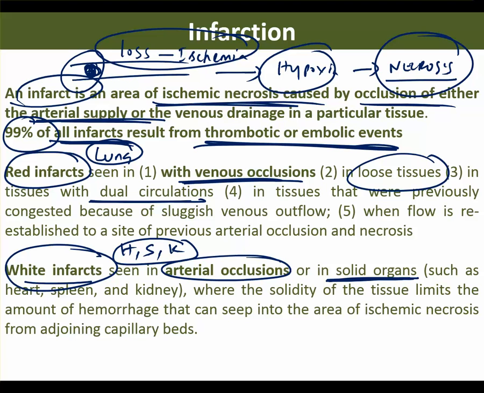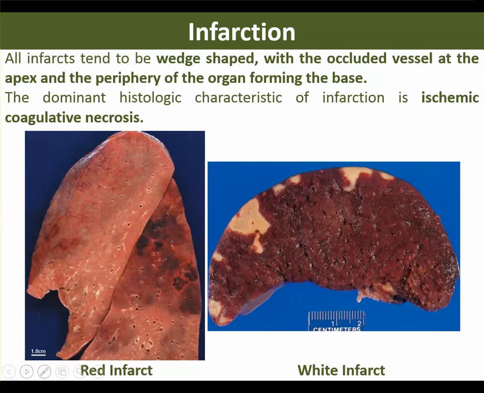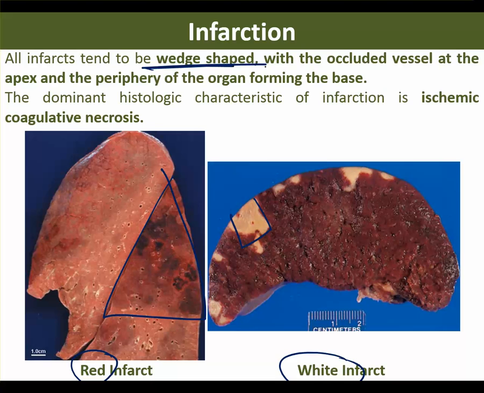If you take a lung and put it in water, it will float. If you take a heart and put it in water, it will sink. So the heart is a more solid organ than the lung. So this is a lung infarct. It is red in color, right? And you can see the splenic infarct, it is white in color. And remember, all the infarcts are wedge shaped. See, this is the wedge shape.